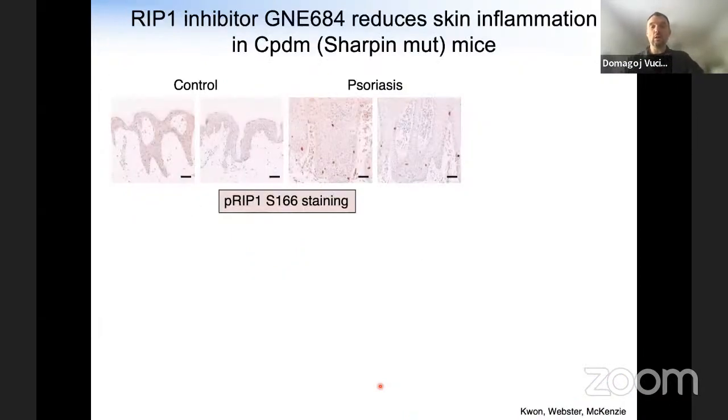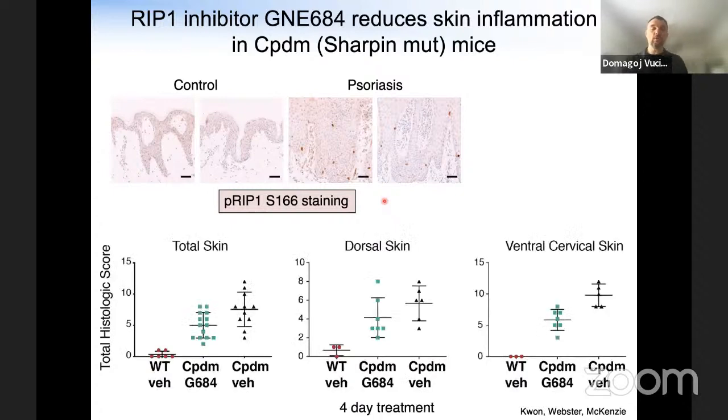The other model we explore is the Sharpin mutation. It's called Cpdm mice. As you can see, in psoriasis there is very little phospho-RIP1, but there are other diseases where it's more cell death, where we have more phospho-RIP1. And so we took Sharpin mice. These mice develop spontaneous skin inflammation after 5 to 6 weeks of age. And so we waited that long, and then we treated them.